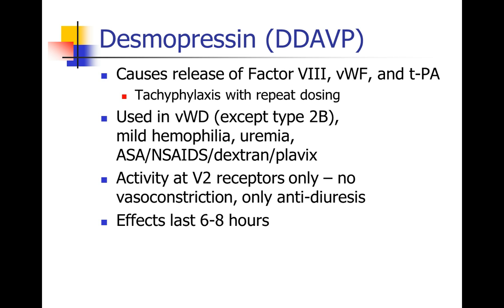Now, DDAVP, the VP stands for vasopressin, and this is an analog of vasopressin. It has activity, though, just at the V2 receptors, which means that a lot of the things we associate with vasopressin, like vasoconstriction, don't occur. It really works just on the antidiuretic receptors. Desmopressin usually lasts for about 6 to 8 hours.